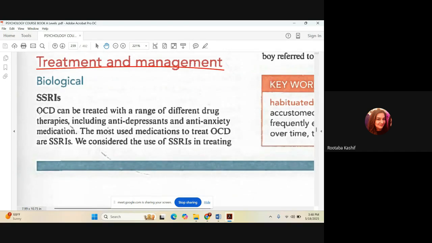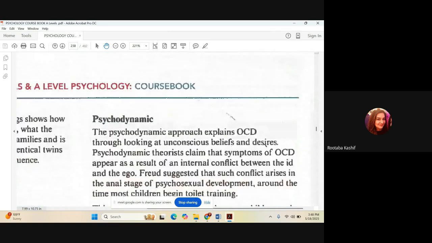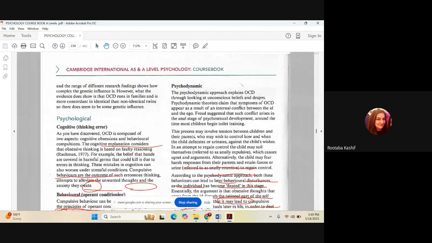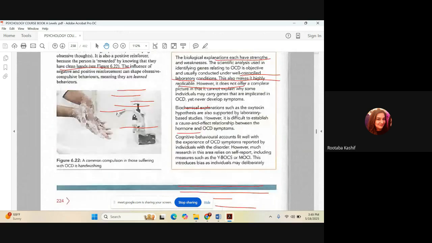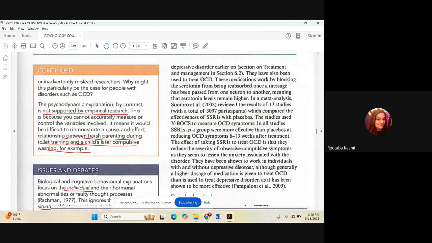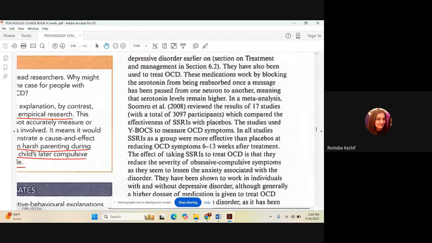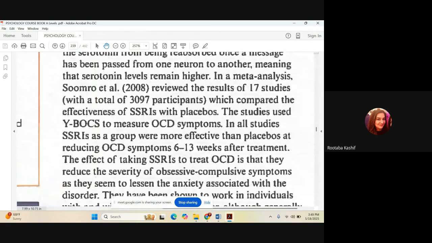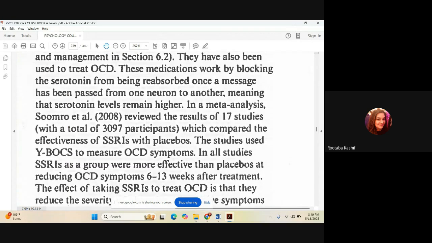And so you will write this in the psychological knowledge that OCD can be treated with different drugs, antidepressant and anti-anxiety. The most used medication is SSRI. What does it do? That needs to be mentioned, like here. They block. So these medications work by blocking the serotonin from being reabsorbed once a message has been passed from one neuron to another, meaning that serotonin levels remain higher.